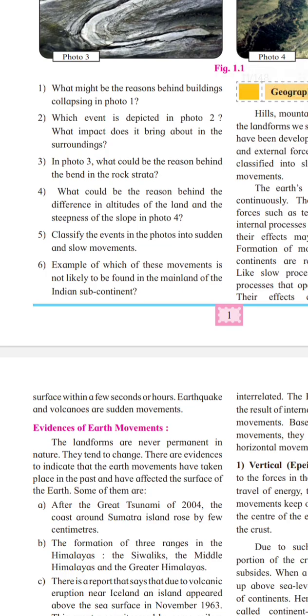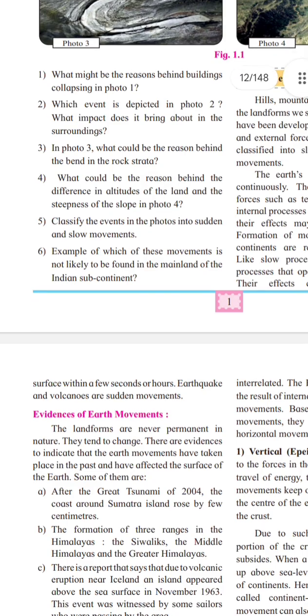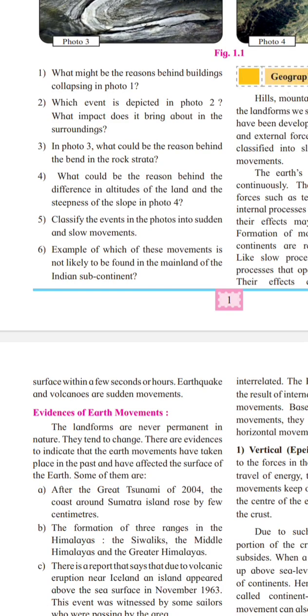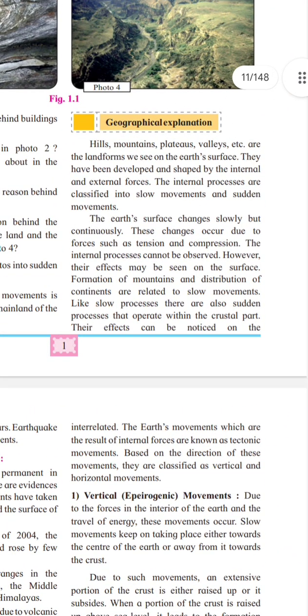The next question is, classify the events in the photos into sudden and slow movements. Slow movements are bent rock layers, mountains and valleys, and sudden movements are earthquake and volcanic eruption. The next question is, which of these movements is generally not found in the mainland of India? That is volcanic eruption, because India has very few active volcanoes. The only active volcano is found on Barren Island in the Andaman and Nicobar Islands, which is not part of mainland India. Now let's begin with the geographical explanation.